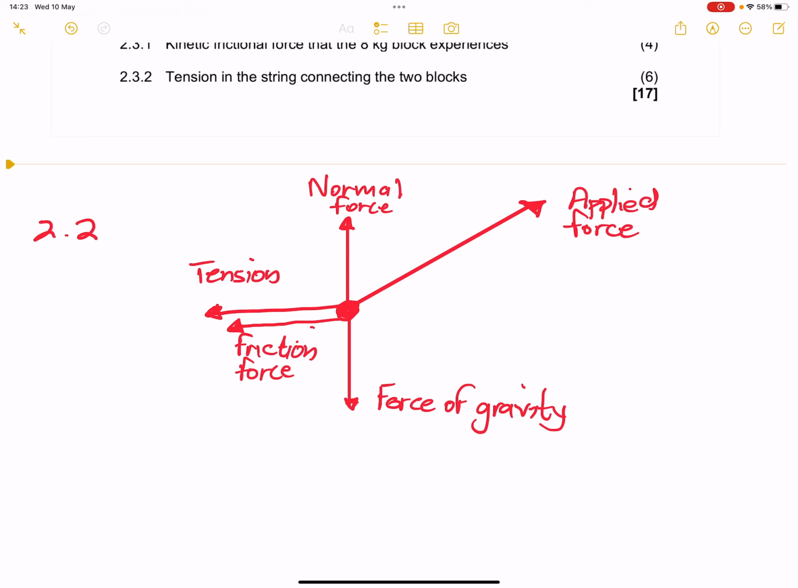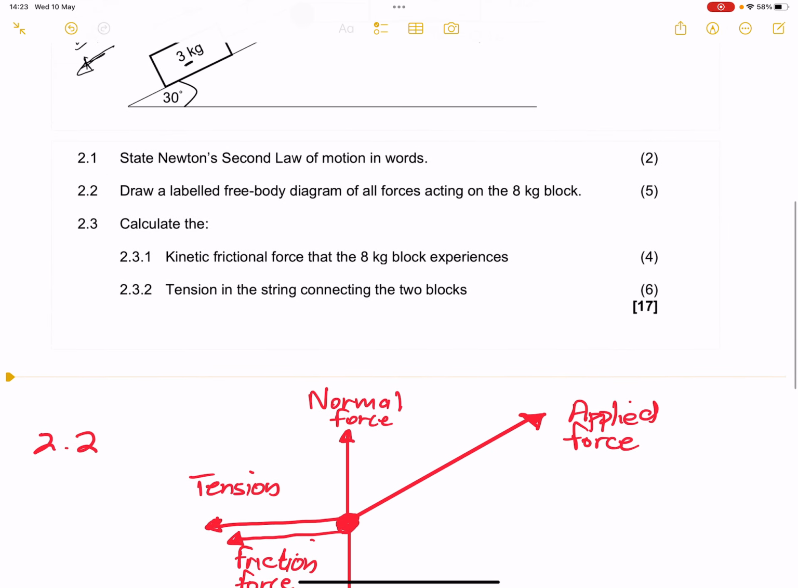Right, so please note that the amount of marks that are given usually should indicate to you how many forces there are there, right? Okay, so let's go on to the next question.